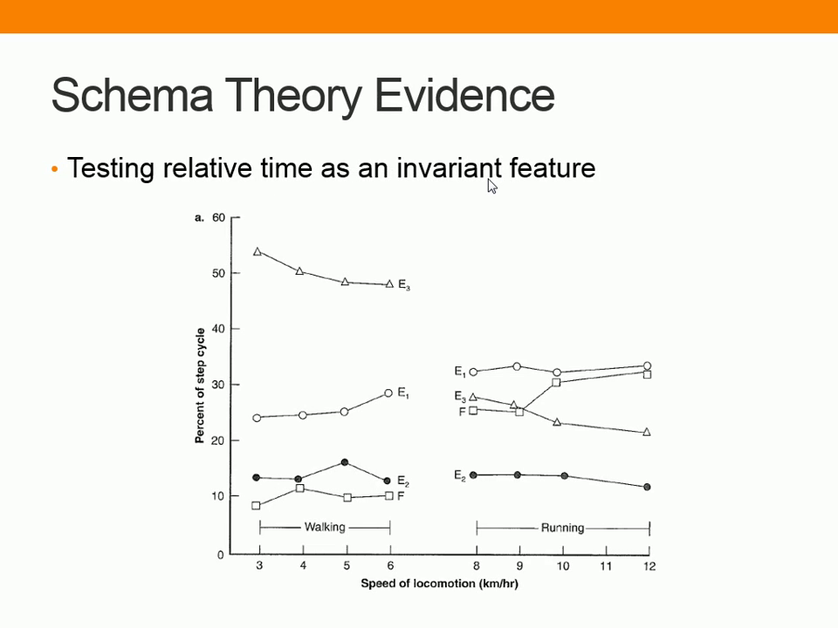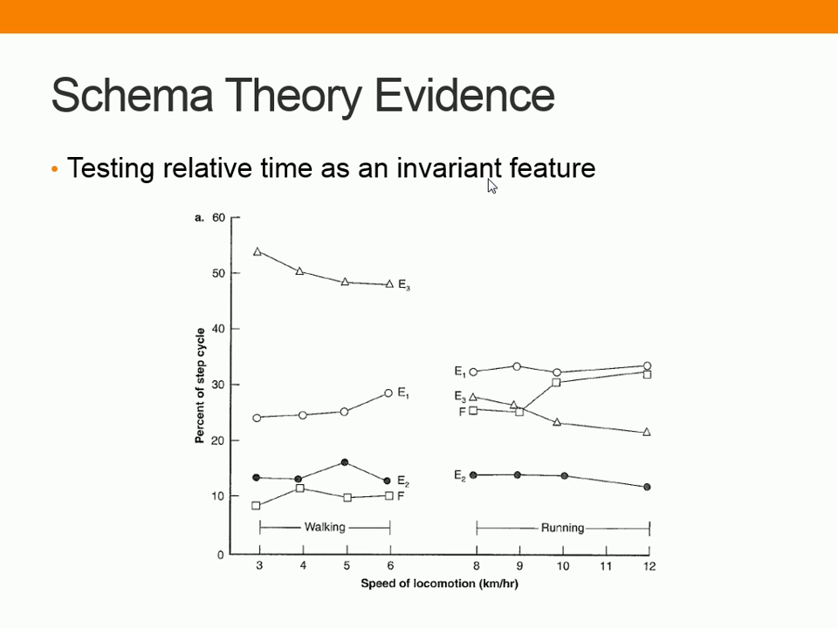Okay, a couple examples then of evidence of schema theory. So we talked about the invariant features of a generalized motor program, and we said relative timing is one of those invariant features. So if we looked at walking and running, basically what we'd want to know is the relative timing between walking and running the same or different.